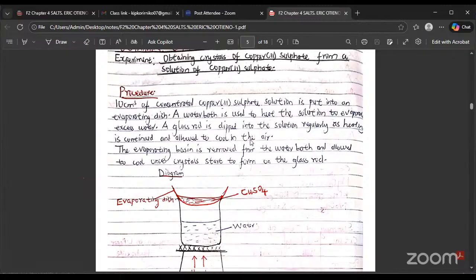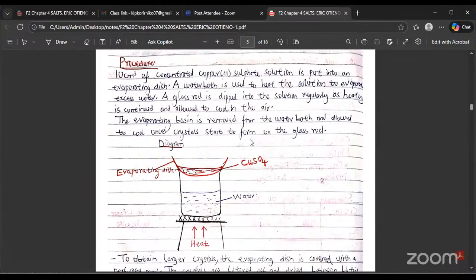So I normally mention these in the theory because some students might not really go to the lab, so that they know what it is. So an evaporating dish is like a plate but very small and it is clear. So that is an evaporating dish. And then that one is the procedure.